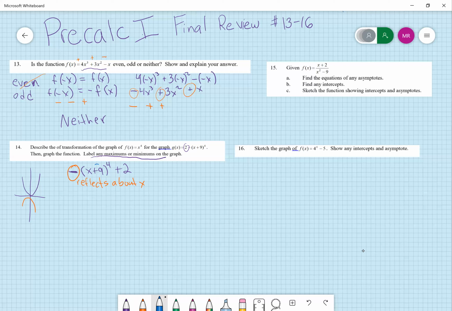Now we're going to take this plus 9 that's inside our parentheses. That means that we're going to go 9 units to the left. Remember, the base is x minus something. And a plus is just minus minus. So we know that this plus 9 means move 9 units left. This last thing that we're going to worry about is this plus 2. That's a change in our y value, so it's going to move 2 units up.